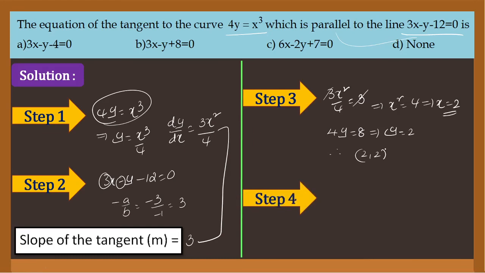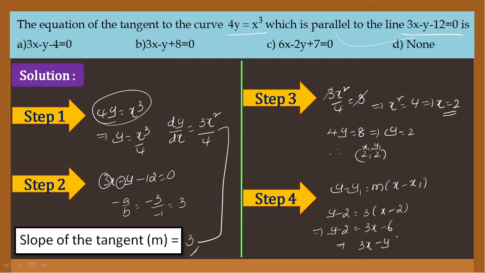Now, equation of the tangent is y - y1 = m into (x - x1). Here, (x1, y1) is the point of intersection and m is the slope. y - 2 = 3 into (x - 2). This implies y - 2 = 3x - 6. This implies 3x - y - 4 = 0. Therefore, the answer is option A.